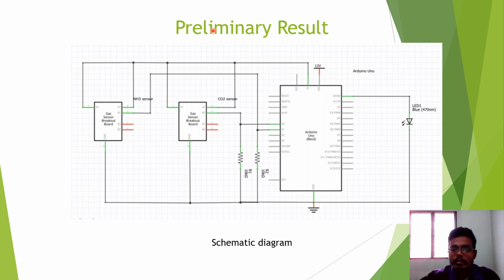The next part is the preliminary result. This is my preliminary result. I have drawn a schematic diagram. I drew this diagram in the Fritzing software, where the 12 volt is the input for the Arduino, this is the ground, and this represents both sensors of my project. Both sensors will be sending signals to the Arduino, and I have fixed an LED as the output, and this LED represents the exhaust fan.